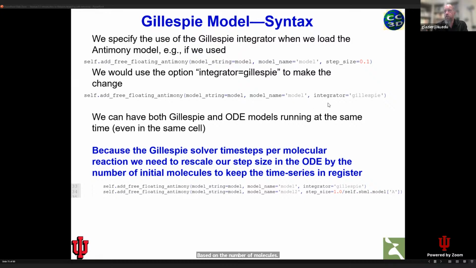If we want to use the Gillespie model, we use a line that says add free-floating antimony model. We've already modified this once by changing the step size. We would add comma integrator equals Gillespie, and that will switch us from the continuous ODE solver to the stochastic Gillespie solver. I'm not going to talk about this. You can refer to this about how to do the time rescaling later on.